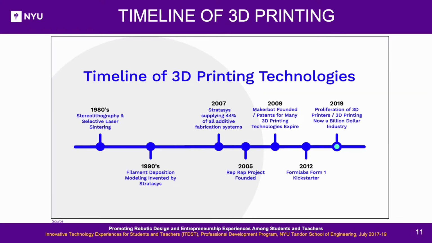This image gives a brief timeline of 3D printing and its technologies. In the 1980s, stereolithography and selective laser sintering emerged, briefly followed by fused deposition modeling, popularly known as FDM, by Stratasys. In 2005, the RepRap project was founded. In 2007, MakerBot was founded. Now, 3D printing is a billion-dollar industry.